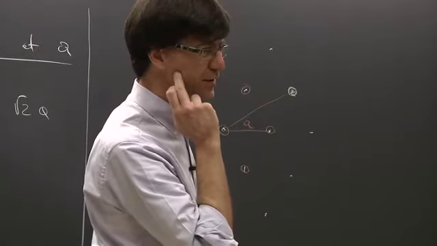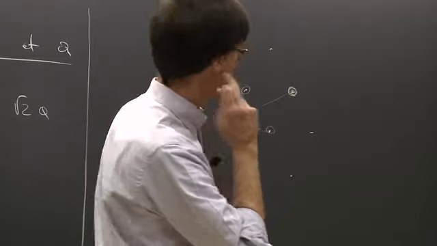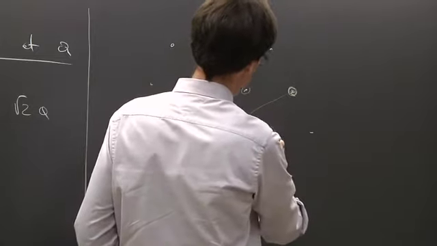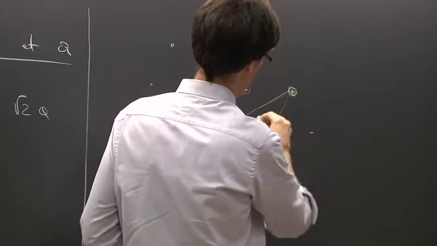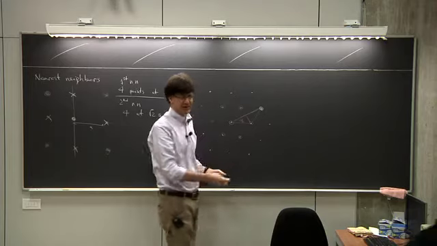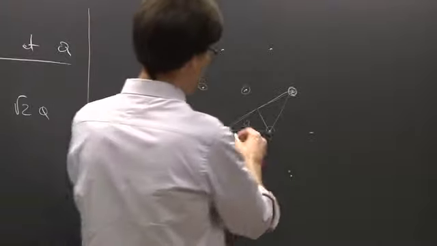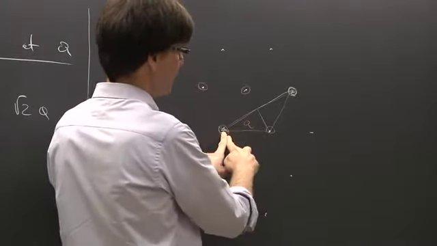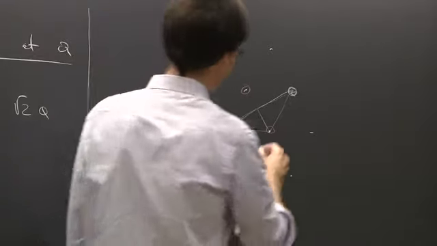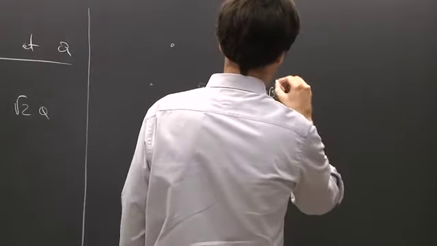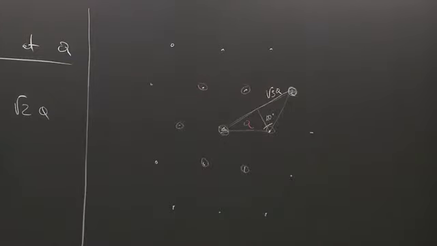2 square root of? If this is A, what is this? These are all equilateral triangles. My question is, what is the distance between this point and this point? Square root of 3, not 2. This is 120 degrees, right? So this is the square root of 3a.